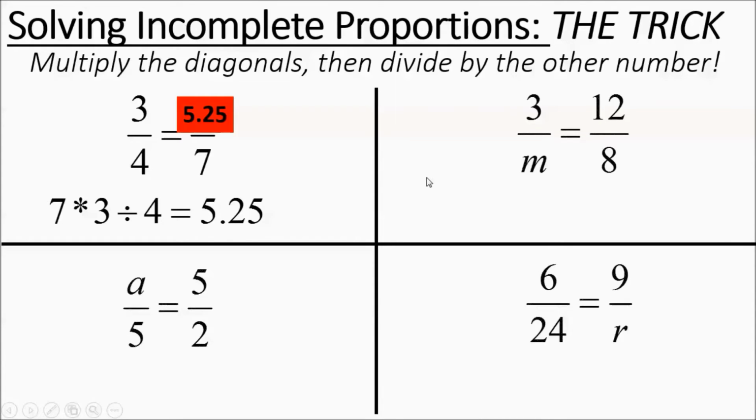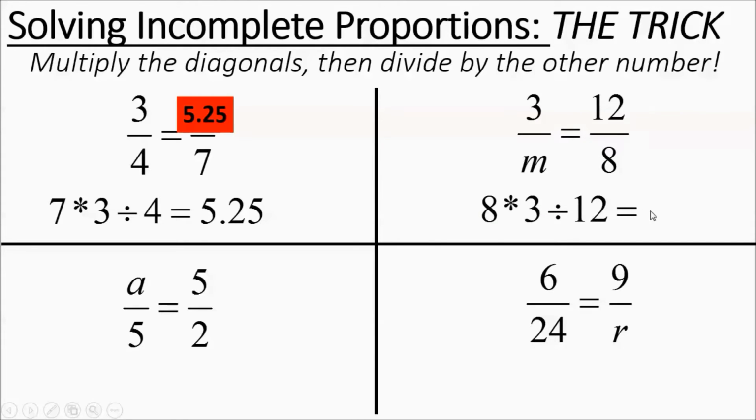Let's go ahead and try a few more on your own. Pause it, see if you can figure these out using this trick. So if you've paused it, hopefully you've got some good answers. Over on this one, top right, we've got 8 times 3 divided by 12, or 3 times 8 divided by 12. You multiply the diagonals, divide by the other guy.